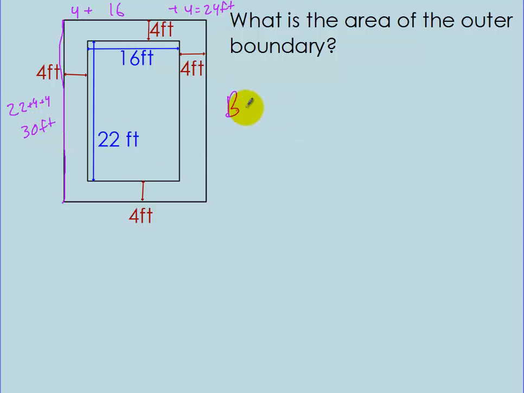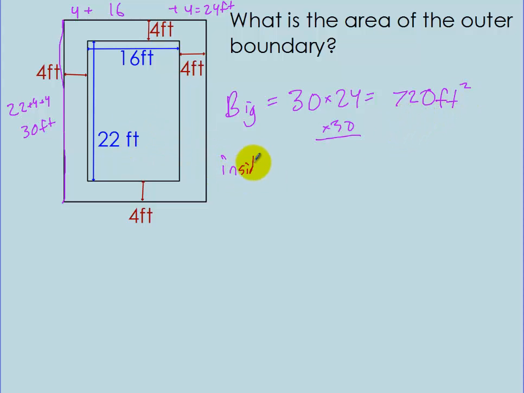So for the big rectangle, I'm going to call it the big one, equals 30 times 24. And that is going to equal 720 feet squared because it's area.